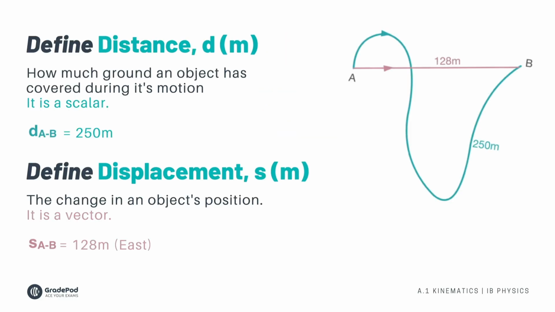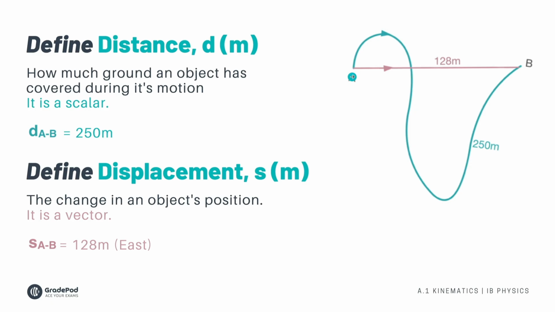We'll start off by defining distance and defining displacement. Distance is defined as how much ground an object has covered during its motion. It is a scalar. If you don't know what a scalar is, head to the math skills tutorial that is attached to A1 Kinematics. Let's look at distance in more detail.